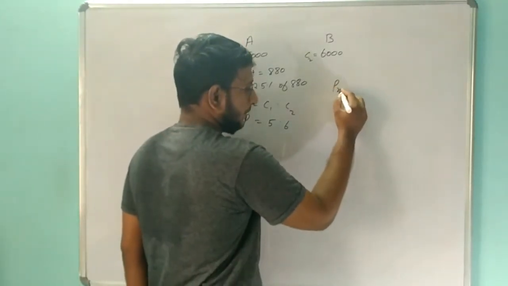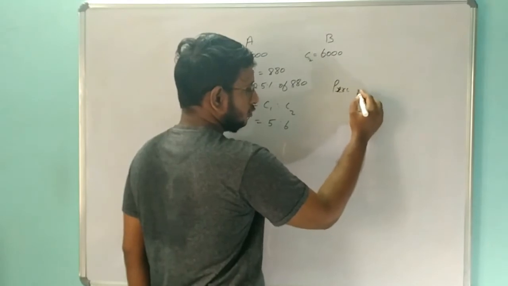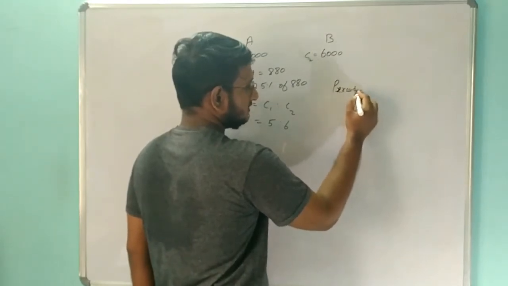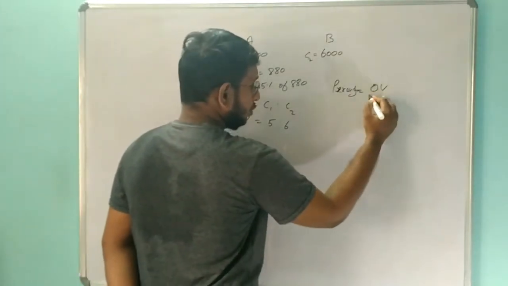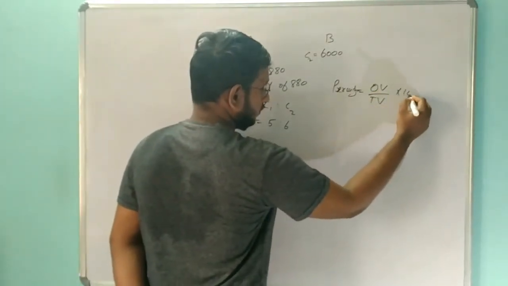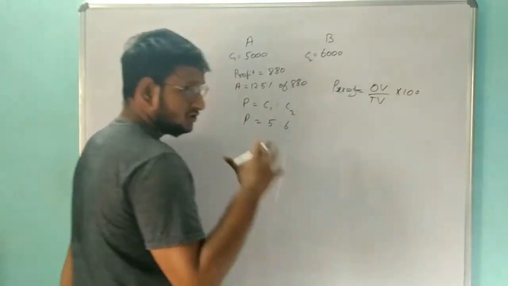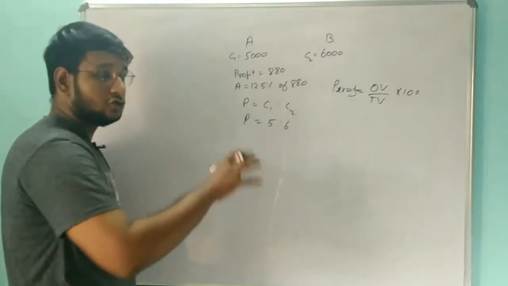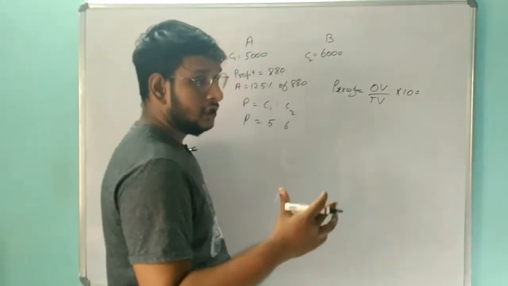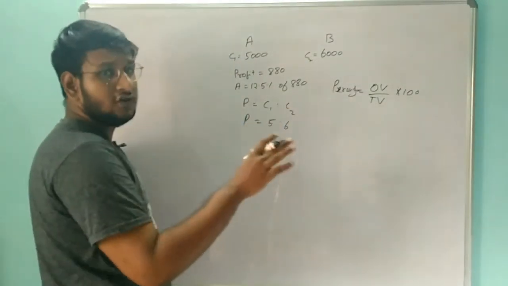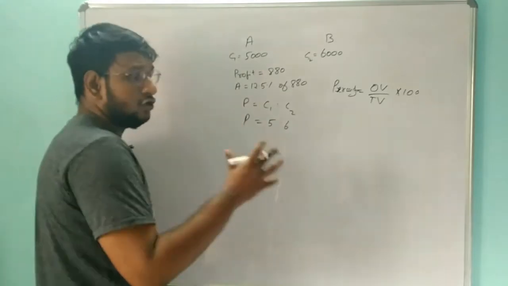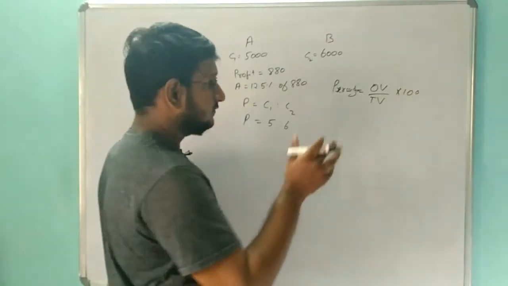So what is the percentage formula? Percentage is equal to obtained value divided by total value into 100. So this is the percentage formula, and this is what we are going to see in the next video. So please watch that as well, so that you can get the full concept of percentage. For now, you just need to know the formula alone. That is, obtained value divided by the total value into 100 gives us the percentage.